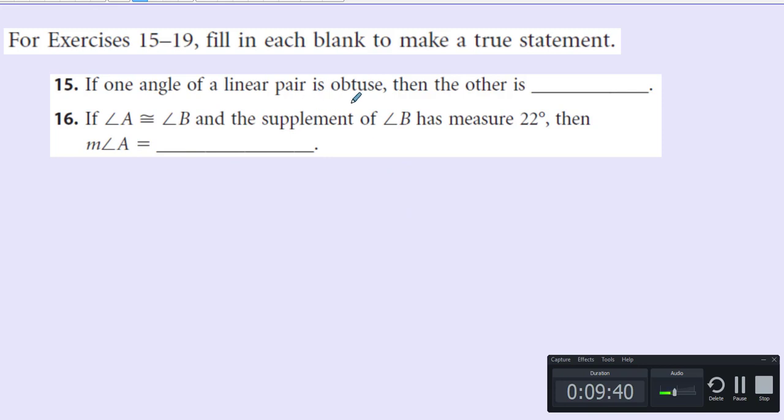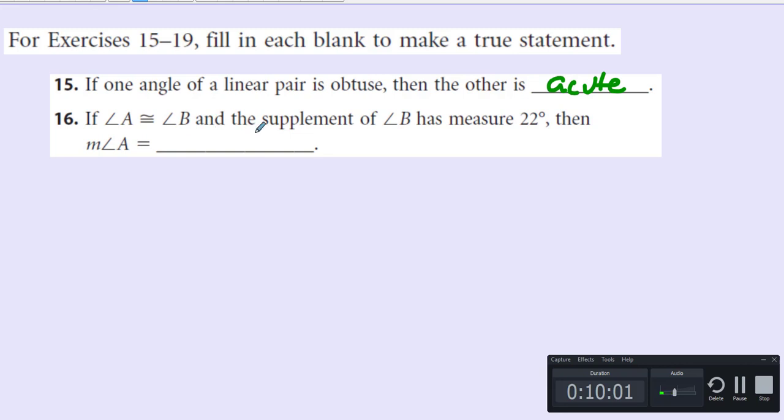If one angle of a linear pair is obtuse, that means one angle adds up to 180 degrees. The other one has to be acute. Because if this is going to be bigger than 90 and they're a linear pair, they need 180, like 120 is an example. This is going to be a 60. It's going to be an acute angle.